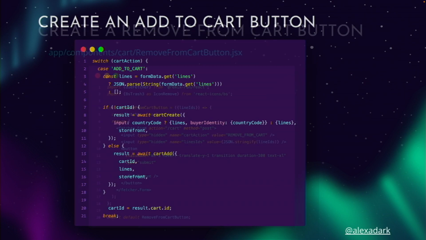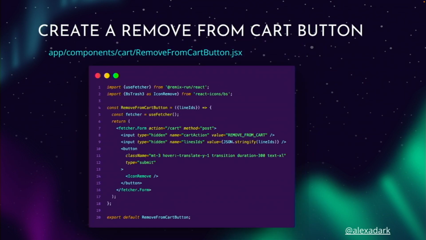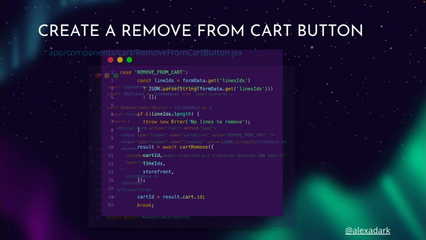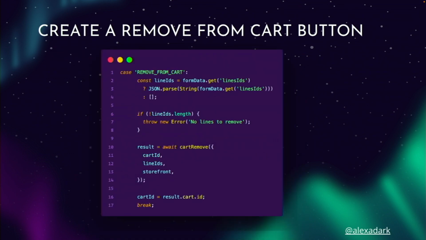So very simple. Same thing for the remove from cart button. We create our button with fetcher form. And here's the cart action with remove from cart as value. And we pass the line IDs of the products that we want to remove. So now in our switch, we are in the case remove from cart. And so we run the cart remove function.